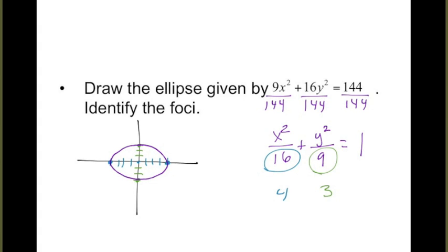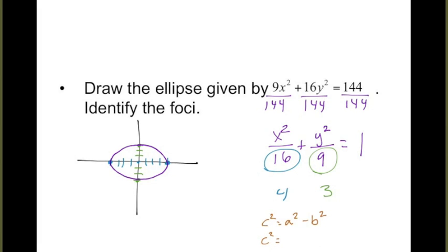This question also asks us to find the foci. The equation that will help us with that is c squared equals a squared minus b squared. It's underneath the chart, so you don't need to memorize it. It will be provided for you on the test. C is the distance from center to focus, and we don't know where the focus of this thing is, so we don't know c.